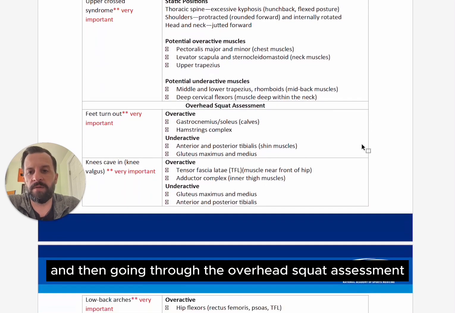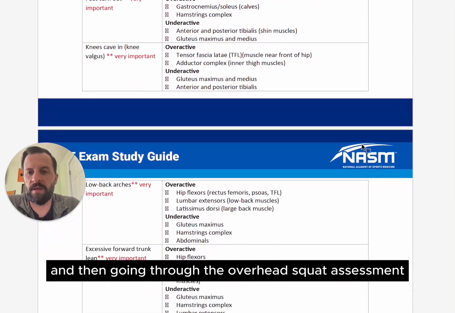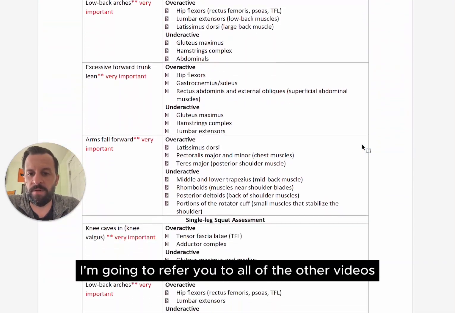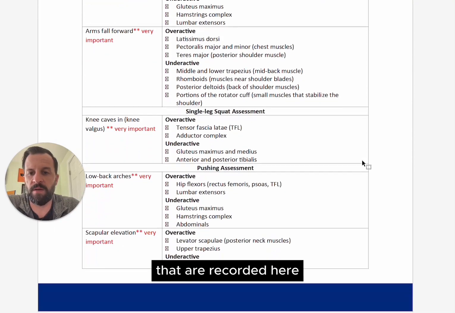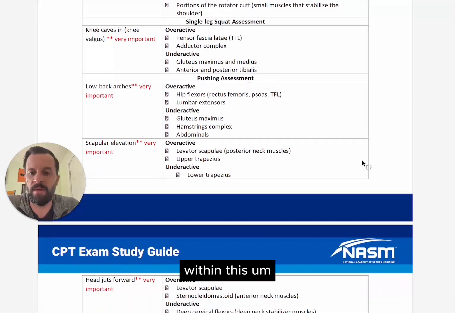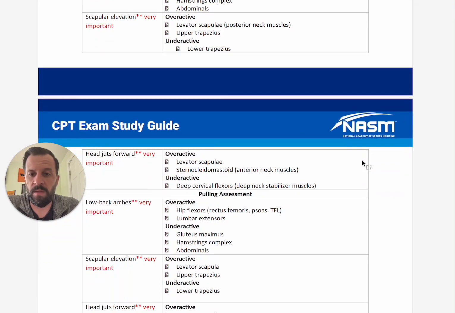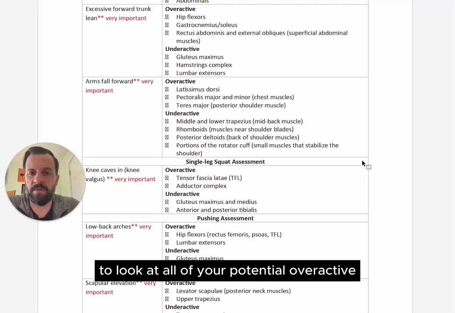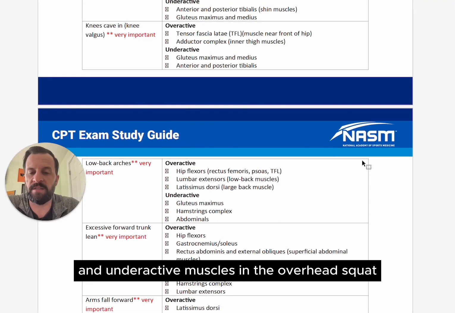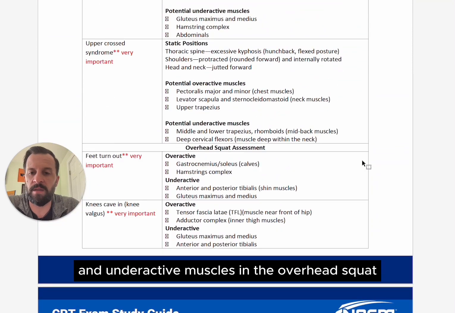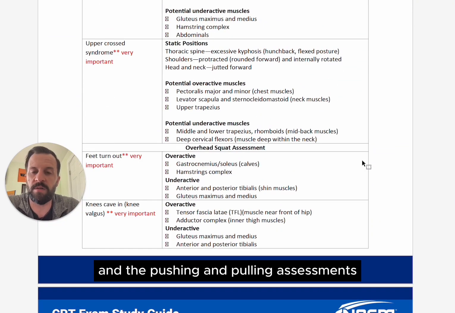And then going through the overhead squat assessment, I'm going to refer you to all of the other videos that are recorded within this resource to look at all of your potential overactive and underactive muscles in the overhead squat, in the single leg squat, and the pushing and pulling assessments.